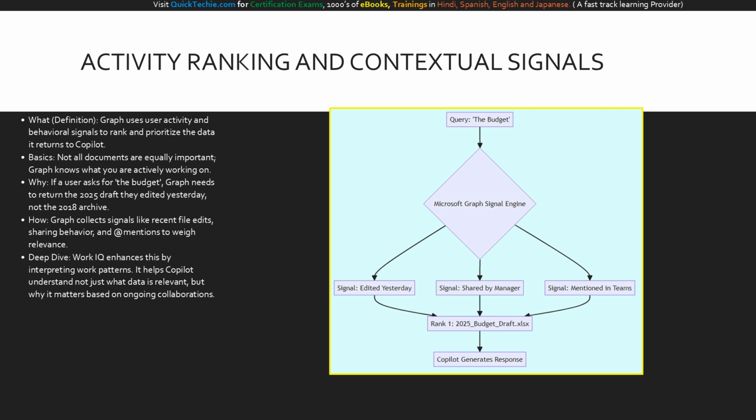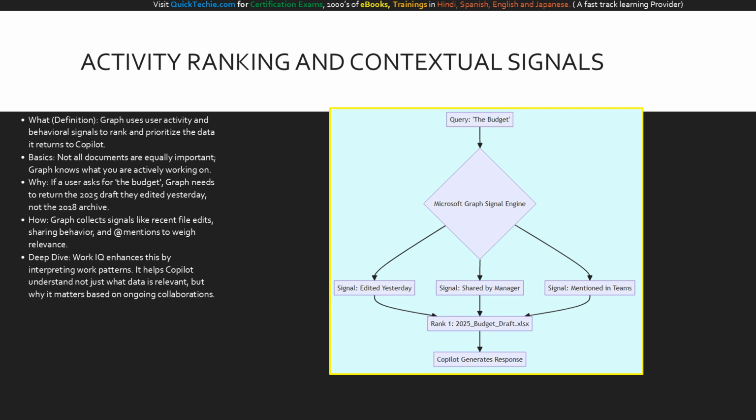To provide exceptional answers, Microsoft Graph doesn't just search your data, it ranks it using behavioral signals. Imagine you ask Copilot, "What's the status of the budget?" Your organization likely has thousands of files containing the word budget. How does Copilot know which one you mean? Microsoft Graph solves this by continuously collecting activity signals. It tracks which files you've recently opened, which documents were explicitly shared with you by your manager, and where you've been mentioned. Graph uses these signals to instantly prioritize the results.